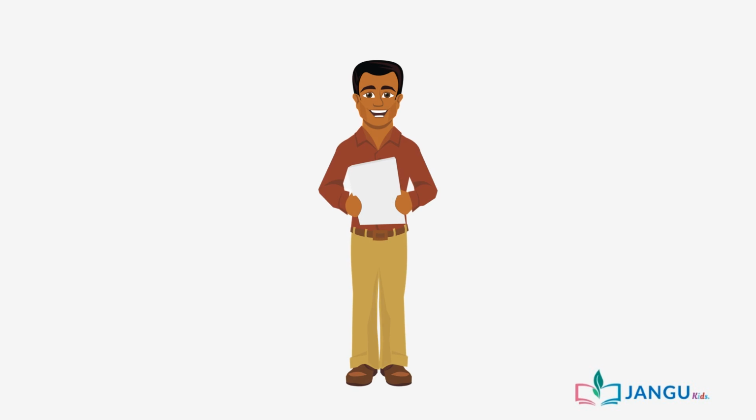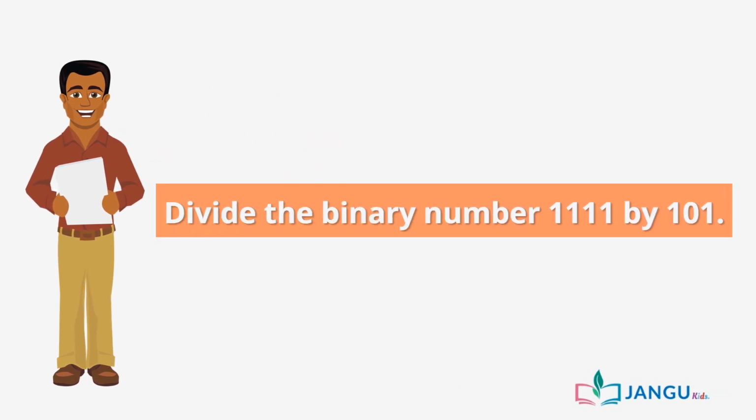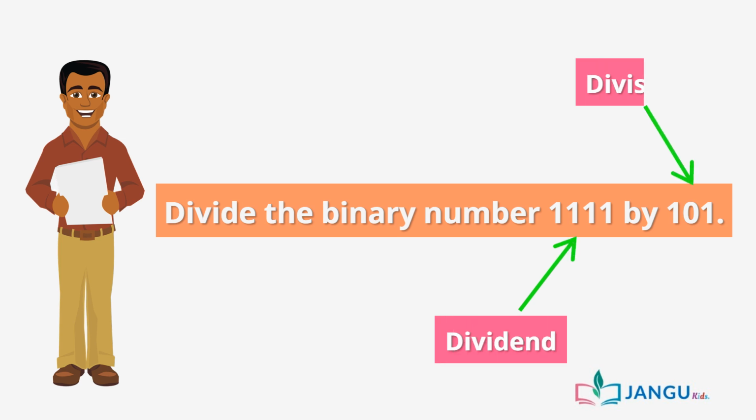Okay, let's look at one more example. Divide the binary number 1111 base 2 by 101 base 2. Can you tell which is the dividend and divisor among the two? That's correct. 1111 is the dividend, while 101 is the divisor. Let's get started with the calculation.